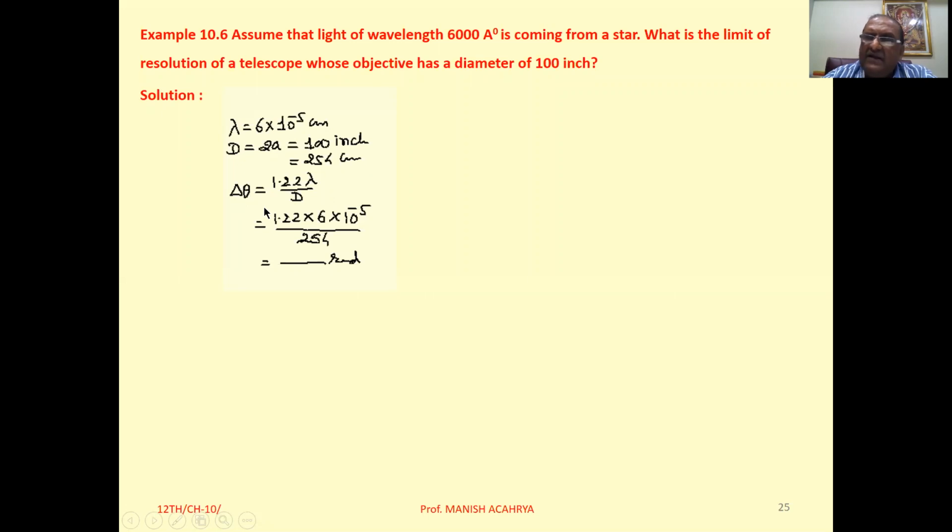Delta theta that is alpha minimum itself. That is 1.22 lambda by d. Substitute the value of lambda and d. You will get delta theta. So that is the limit of resolution. એટલે minimum આટલો angle બનવો જોઈએ. Clear?